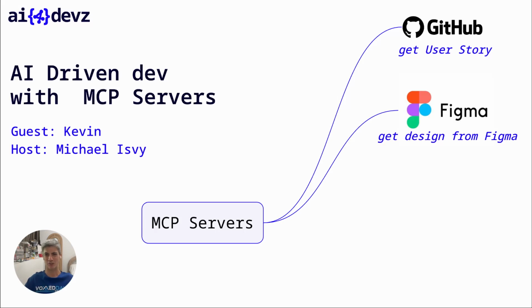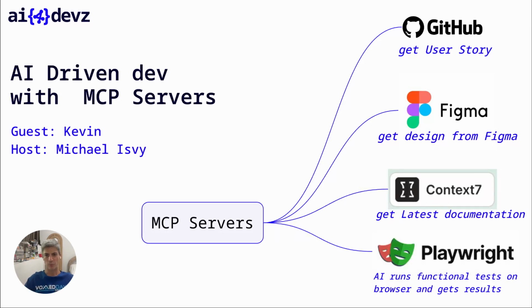Then we're going to talk about Figma. Imagine you have a designer who prepared the design for you and that you need to implement it. How to get, for example, GitHub Copilot to connect to Figma, get the design, bring it back into the context, and then implement the feature according to the design.